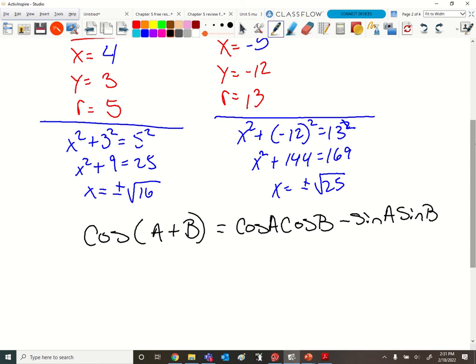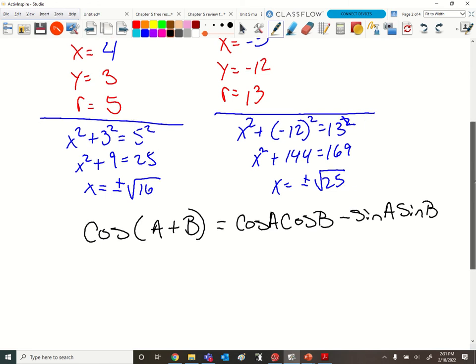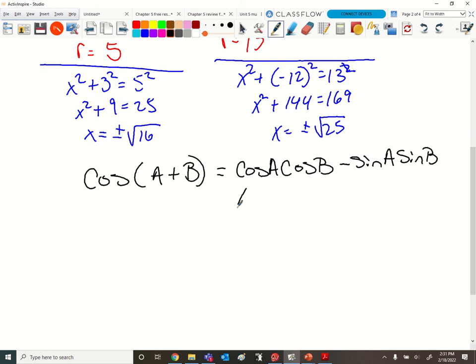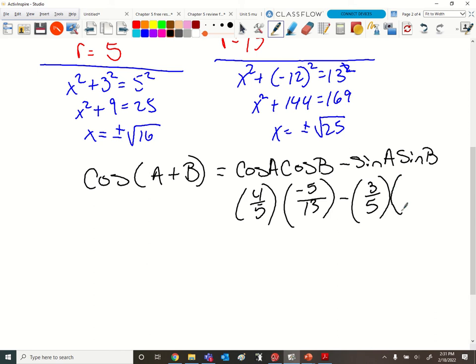Alright, cosine of A. So cosine is x over r, so that's 4 over 5. Cosine B is going to be, what's that, negative what? 5 over 13, very good. Sine of A is 3 over 5, right? And cosine of B, there you go. Go ahead, we got everything out there now.